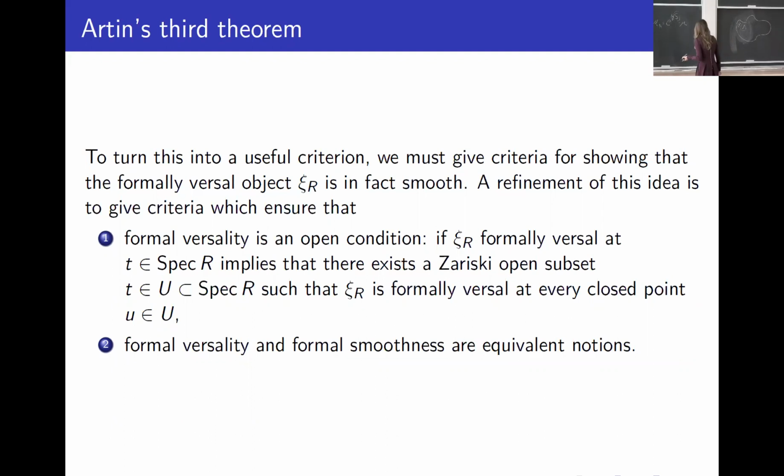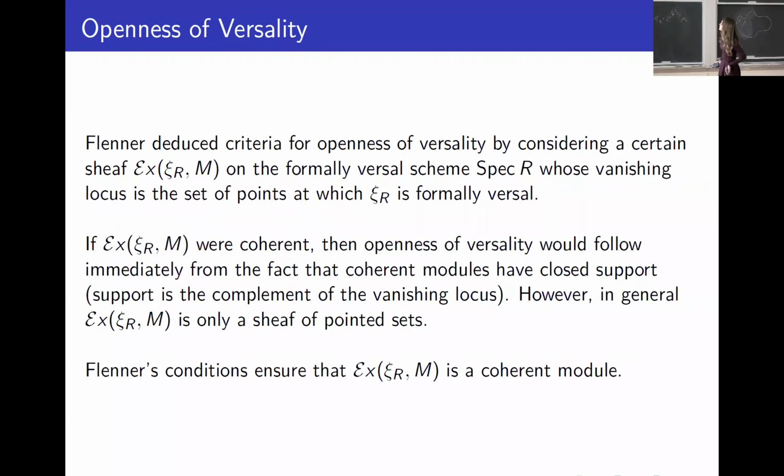Now to prove the Artin theorems in the super case, I didn't use Artin's original proof. I never understood it. It was very hard. Instead, I used a condition for formal versality being open by somebody named Flenner. He describes this condition in terms of a certain sheaf whose vanishing locus is the points where my object is formally versal. So I have this candidate for covers everywhere, and now I'm going to define a sheaf on each individual one of those covers. Not a sheaf of rings, it's a sheaf of pointed sets.